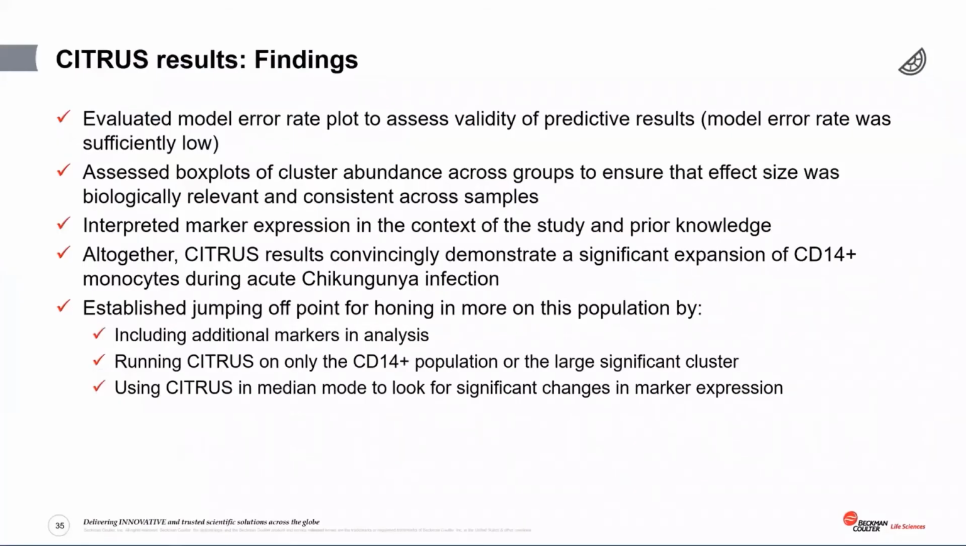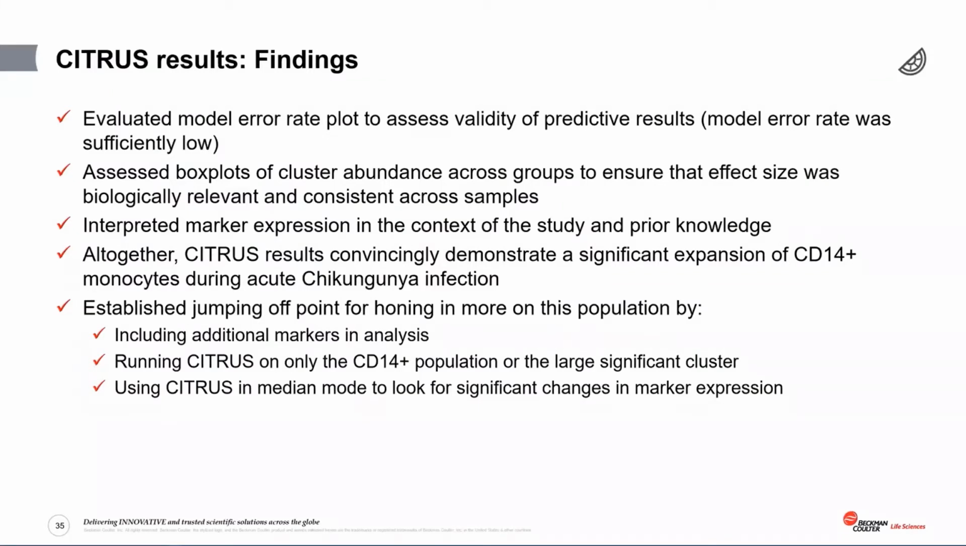So to wrap up, after our citrus run was complete, we had to evaluate our results to make sure that they were valid and they made sense in the context of our experiment. We did that by looking at the model error rate plot. We took a look at the box plots of cluster abundance across groups to make sure that our effect size was biologically relevant and consistent across samples. We phenotyped our significant clusters by looking at marker expression and made sure that they made sense considering the biology, in this case of viral infection. And altogether, once we checked all those parts of the results, I think citrus showed us a convincingly significant expansion of CD14 positive monocytes during acute chikungunya infection.